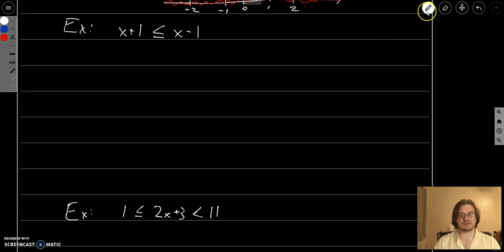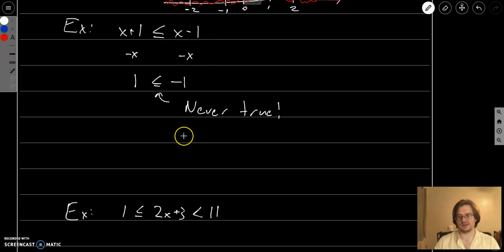Here we'll look at the opposite sort of case. x plus 1 is less than or equal to x minus 1. Okay, so let's subtract an x from both sides. And then we get 1 is less than or equal to negative 1. This is never true. So no matter what x you plug in here, this will never work. So no x is a solution.